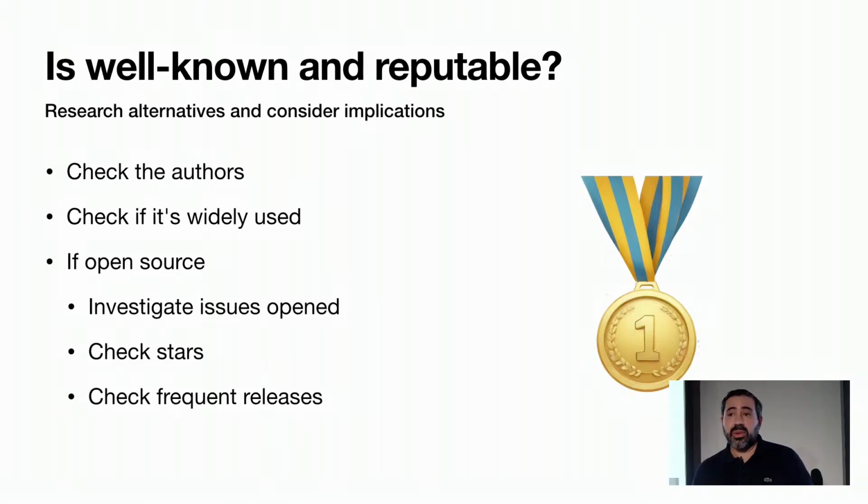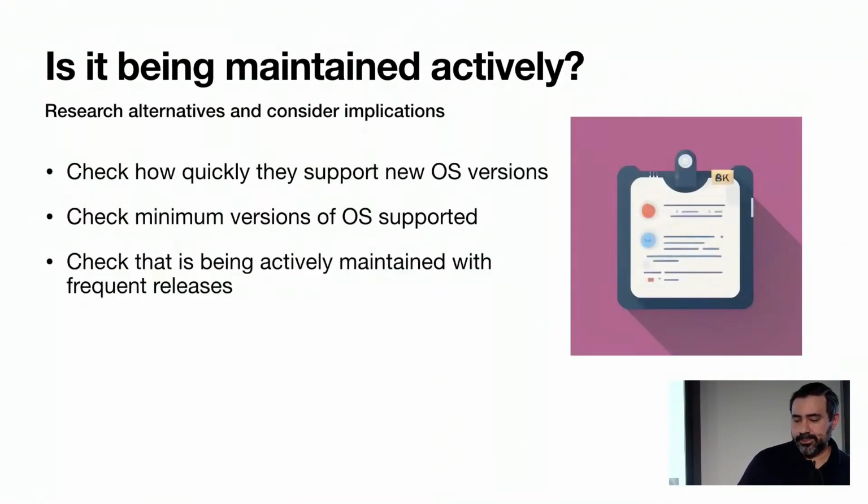We want to make sure that this library is widely used, that it's maybe not something really new that not many people are using. If it's open source, that's a plus, because we can then go and investigate all of the issues that have been opened. We can check stars on GitHub and see if they have frequent releases. Is it being maintained actively? Maybe it was just abandoned. So you don't want to have something like that. It's a really bad decision, because then you have baggage, and as I said, a nasty liability because it's forgotten.